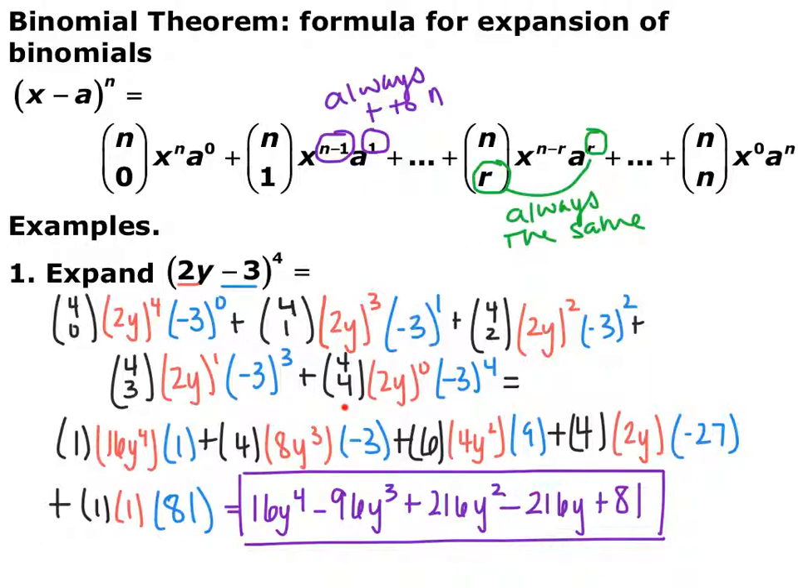And 4 choose 4 times (2y) to the 0 times (−3) to the 4th is 1 times 81, which is plus 81. So this is the expansion of (2y − 3) to the 4th power.